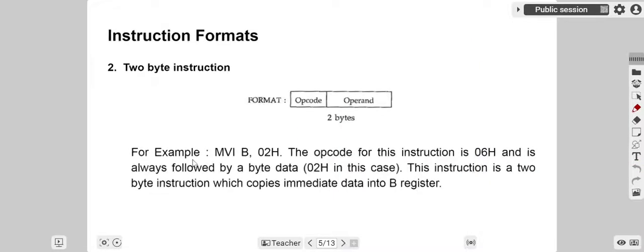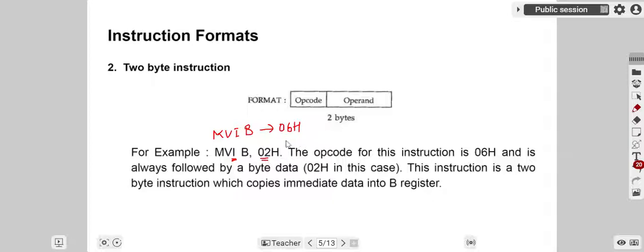Similarly, there are 2 byte instructions where one opcode is provided. With that opcode, we need some 8-bit operand to be specified. For example, MVI B, 02H. Here the opcode for this instruction is 06H, and this 02 is the immediate data because this I has been provided in the mnemonic. This I itself means immediate. Immediate 8-bit data has been provided with this instruction.